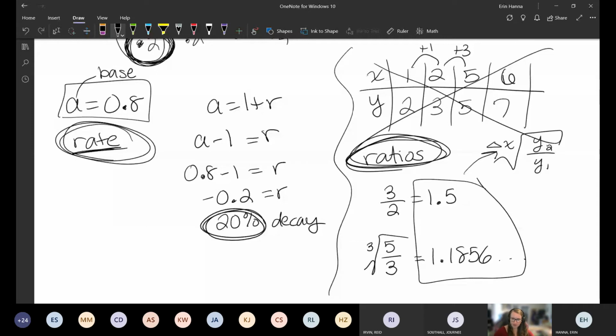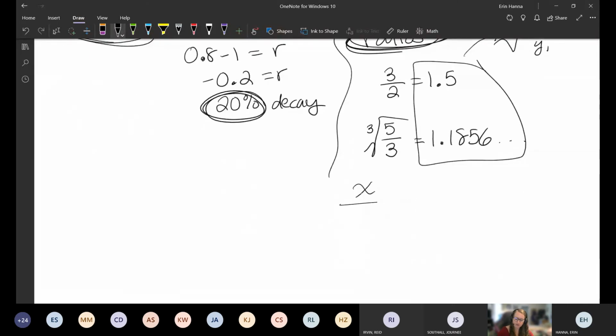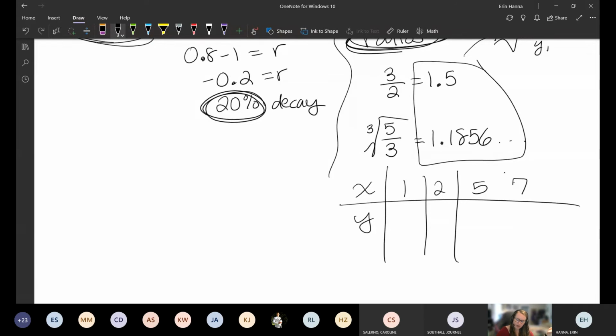So what would it look like if it was exponential? I know I'm going through this kind of quick, but I'm trying to get to as many of these as possible. So say we have 1, 2, 5, 6 again. Let's do 7. Let's go by 2. And let's say I do 1/2, 1, 8, 32. I hope I did that right.